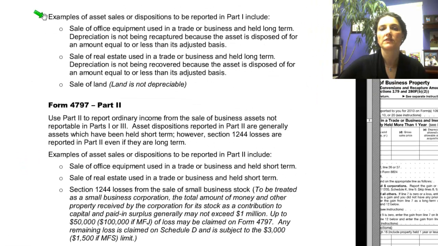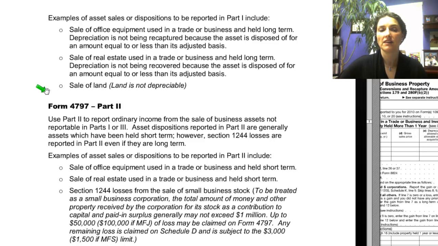Examples of asset sales or dispositions to be reported in Part 1 include the sale of office equipment used in a trade or business and held long-term. The depreciation is not being recaptured because the asset is disposed of for an amount equal to or less than its adjusted basis. The sale of real estate used in a trade or business and held long-term. Depreciation is not being recovered because the asset is disposed of for an amount equal to or less than its adjusted basis. And the sale of land. The sale of land held long-term should always be reported in Part 1 because land is not depreciable.